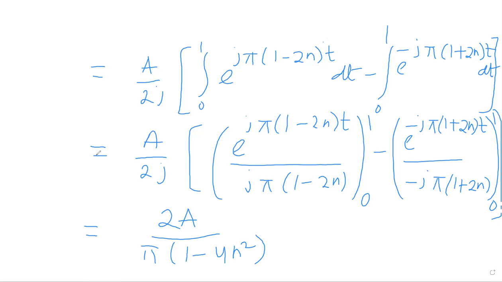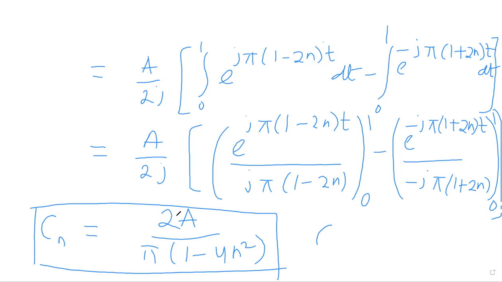Now we cannot directly substitute for C0 in Cn, we have to find C0 from the Cn. Sometimes if you substitute n equal to 0 we may not be able to calculate, but this is the formula for Cn. Now we can write down C0. By substituting n equal to 0, C0 is 2A by pi.